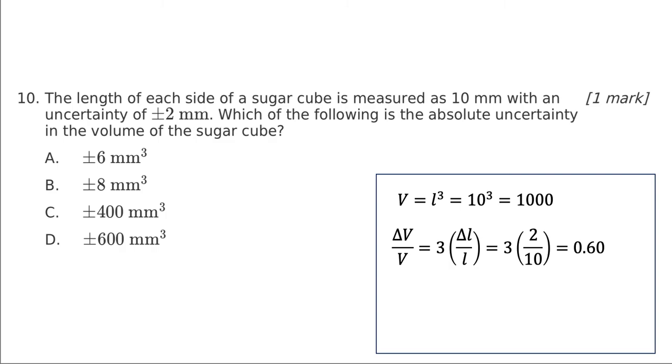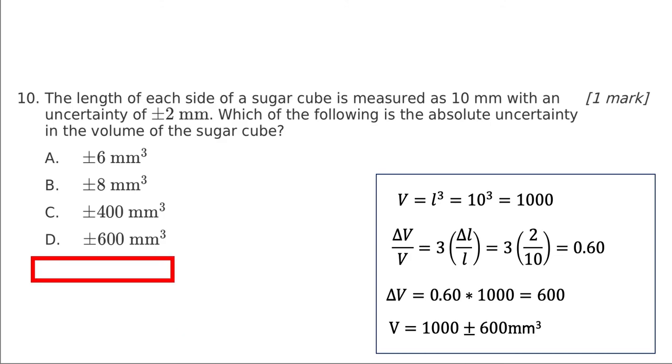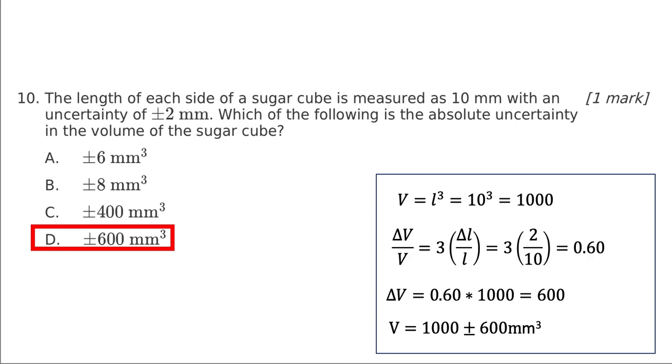We're at 60% uncertainty. All we have to do then is multiply our value of V by the percentage uncertainty in V. We get 600, and that leaves me with an answer of 1000 plus minus 600 millimeters cubed. D again.